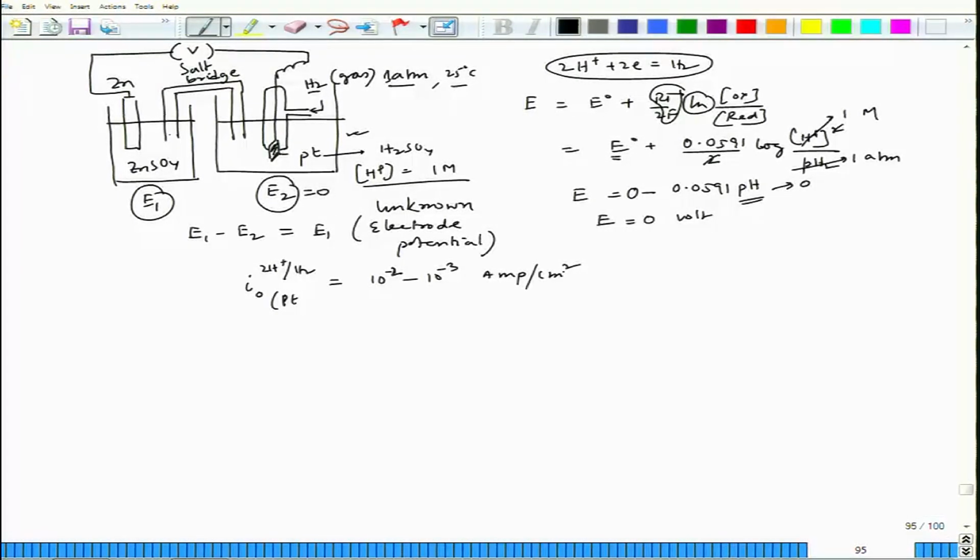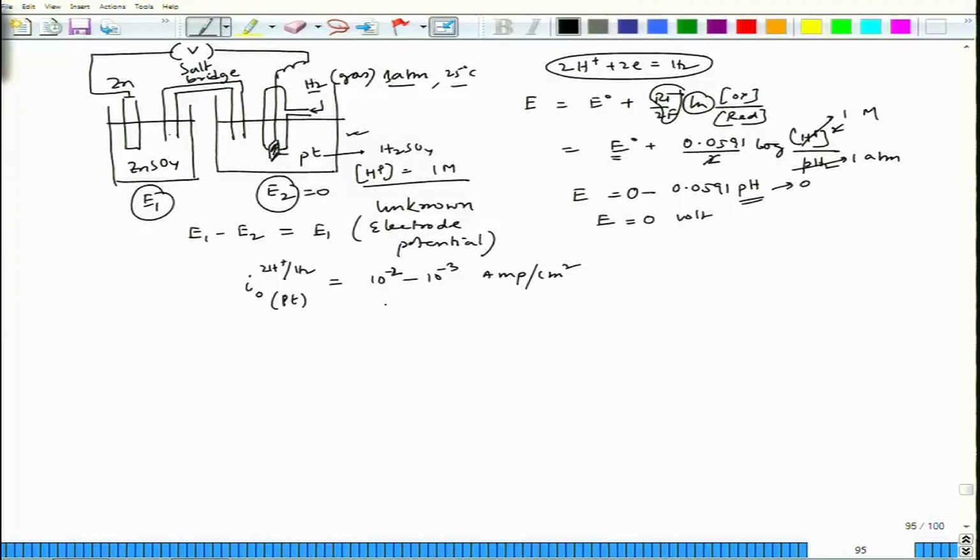Now, why should we choose some particular metal where this hydrogen reduction exchange current density should be very, very high? What do we mean by very, very high, and what is the advantage of it? A high value of I0 for this particular hydrogen reaction, which is the half cell reaction.